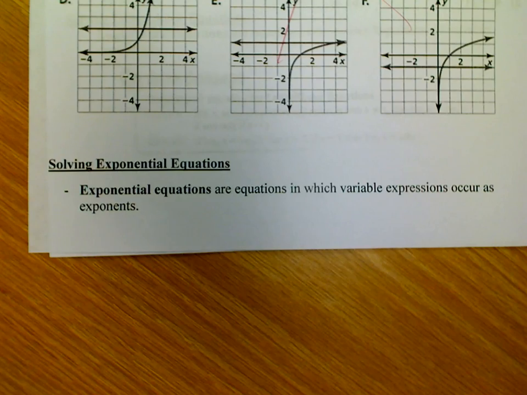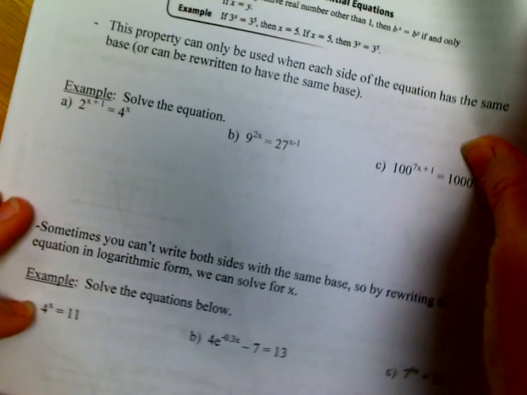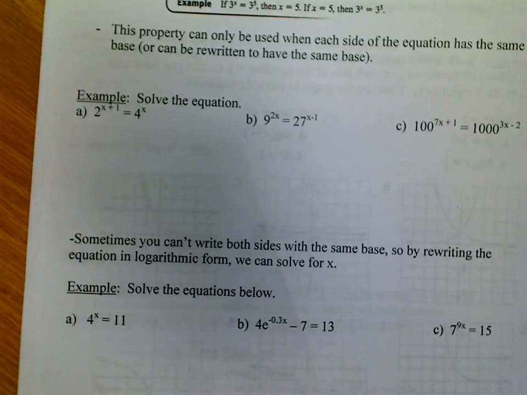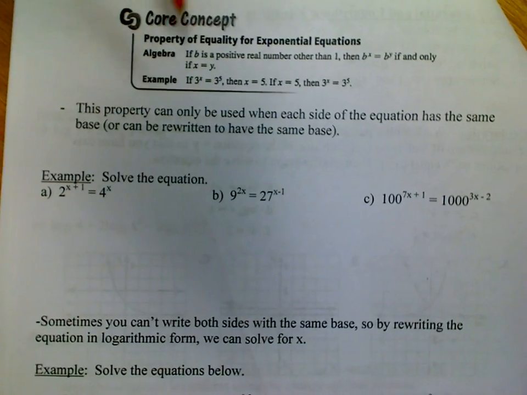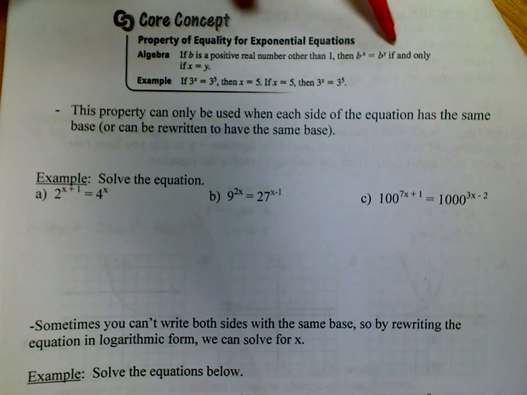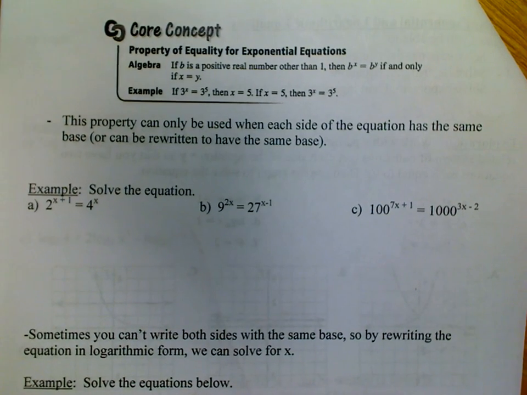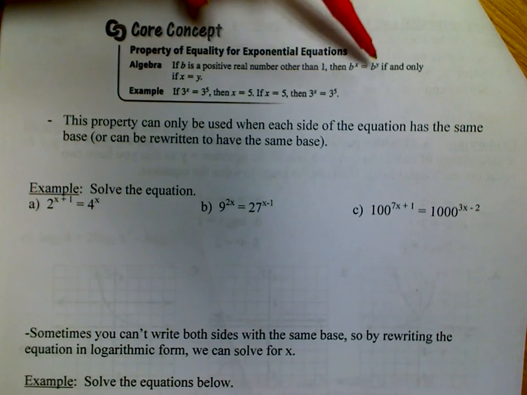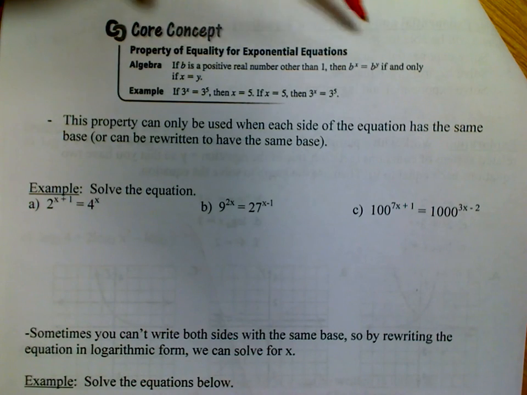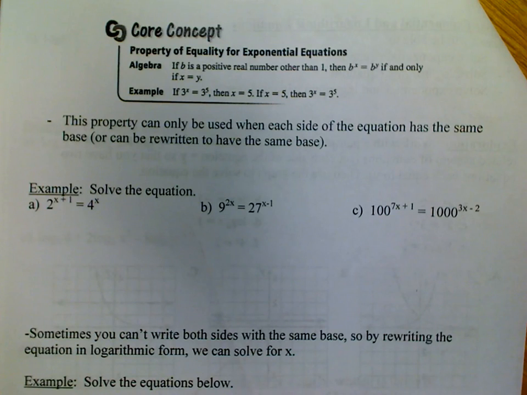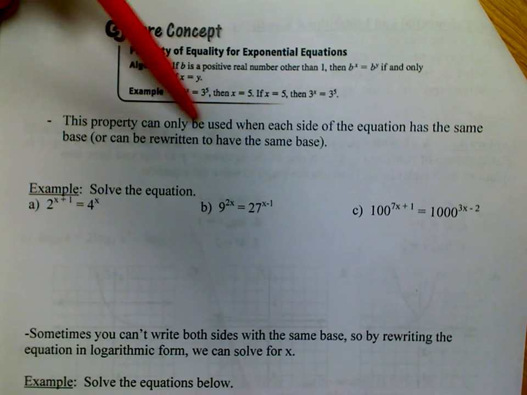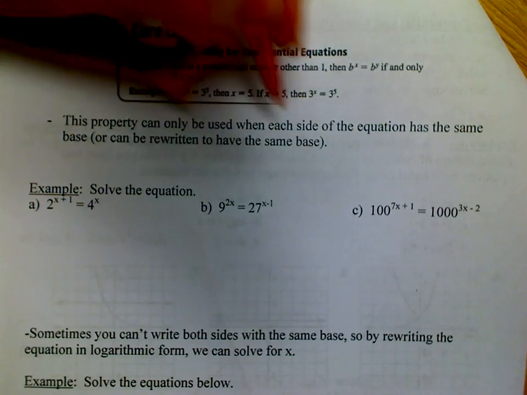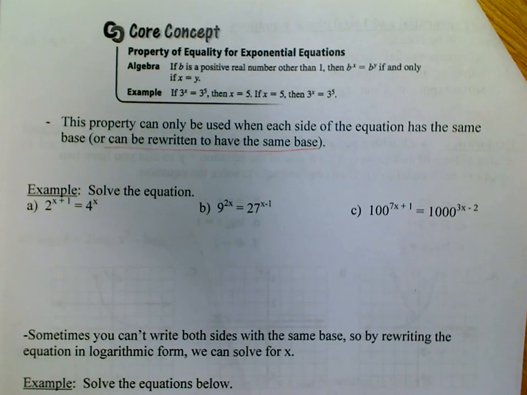In other words, the x is going to be in the exponent. Okay? And there's two ways that you can really look at this. There's two types of problems. One, if it's possible to have both sides of your equation have the same base value, like b to the x and b to the y, then you know that your exponents are going to be the same as well, and you can really just focus on the exponent part of the problem. But again, this can only be used when each side of the equation has the same base or can be rewritten to have the same base.